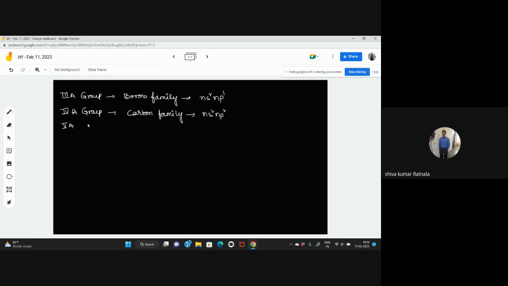Fifth A group is the nitrogen family. That means we call the group a family after its starting element, nothing else. The n will be the same for both subshells, because n represents the period number, that is, which period the element belongs to.